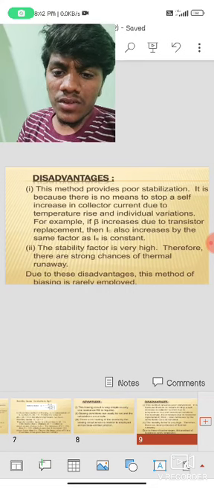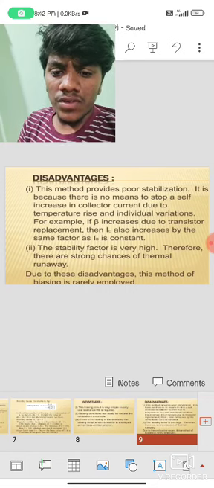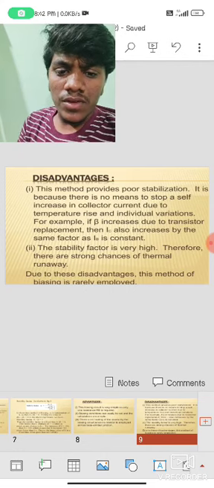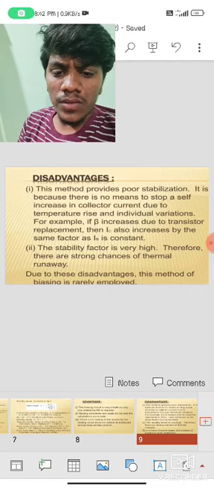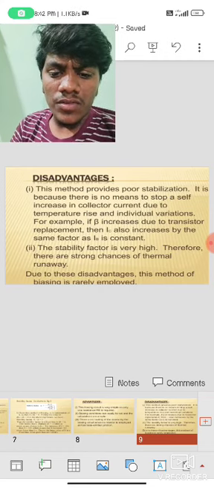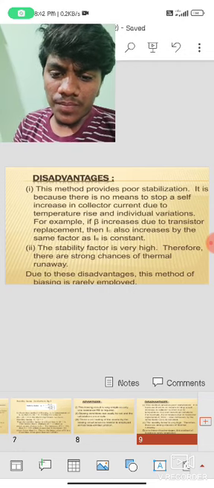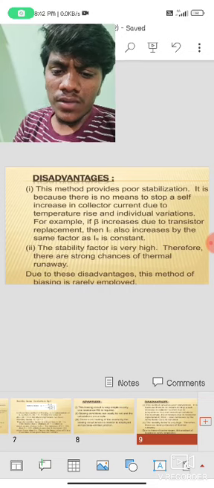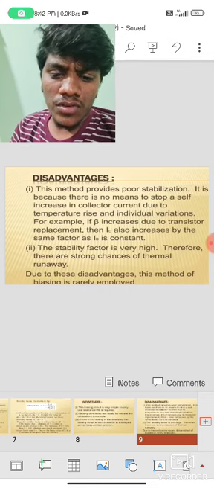And disadvantages. This method provides poor stabilization. It is because there is no means to stop a self increasing collector current due to the temperature rise and individual variations. For example, if beta increases due to transistor replacement, then IC also increases by the same factor as IB is constant. The stability factor is very high, therefore there are strong chances of thermal runaway.